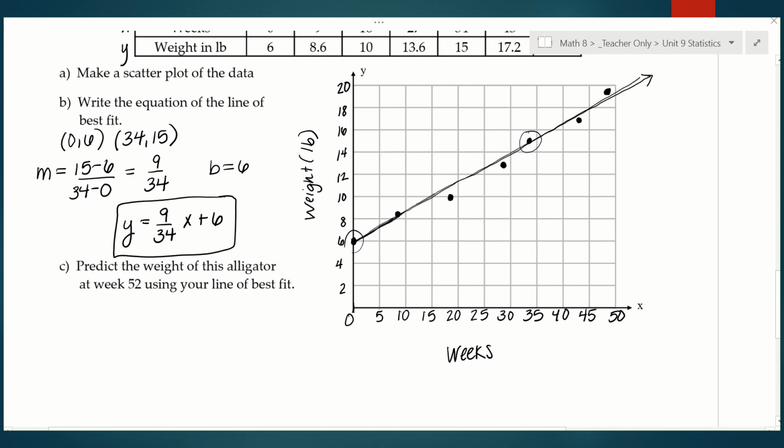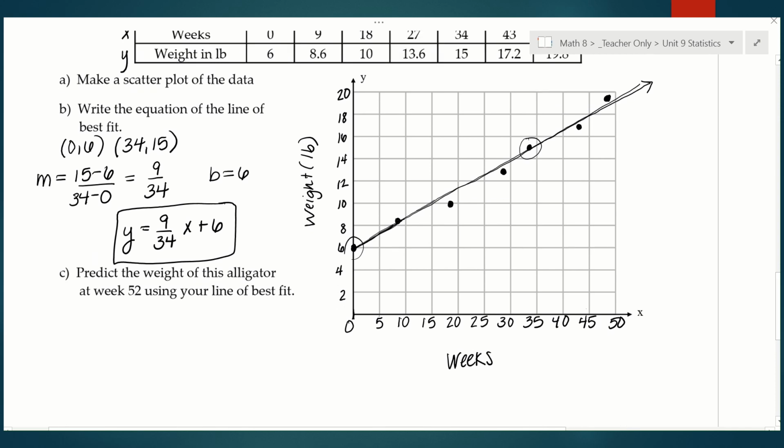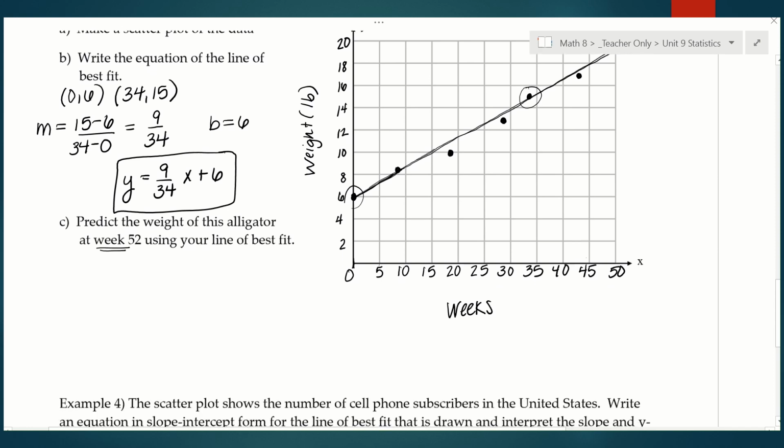All right, so now we're going to use it to do some predictions. Predict the weight of this alligator at week 52 using your line of best fit. Weeks are our x values. So if I'm looking for 52 weeks, I am putting in 52 for x. So y equals 9/34 times 52 plus 6. Let's figure out what that gives us. Remember you can use your ABC key, 9 ABC 34 times 52 plus 6.